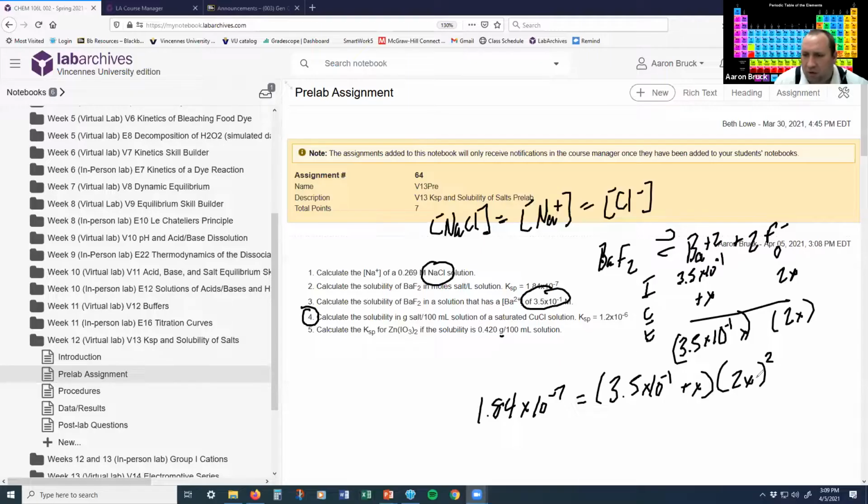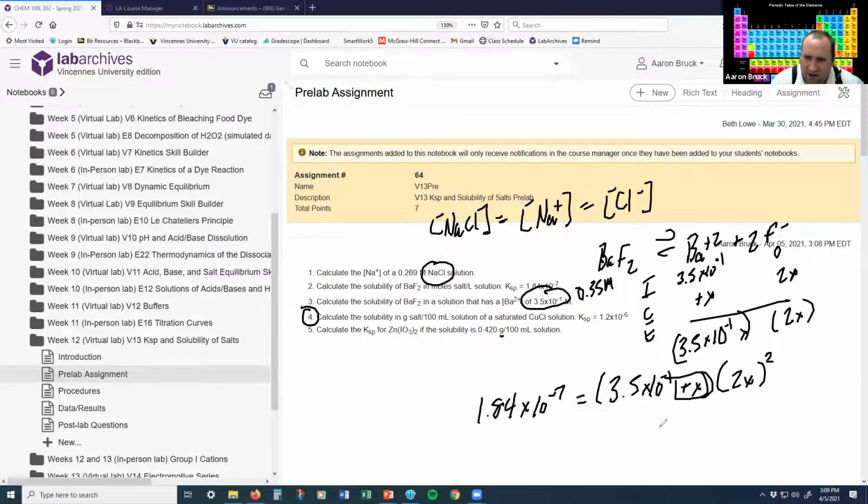Now, the thing that we have going for us here is that the concentration of barium that we are using is pretty big, 3.5 times 10 to the negative first. In other words, 0.35 molar. And relative to what we're going to get out of this on its own, this concentration is high enough that it's going to make enough of an impact that we can largely just ignore this positive x term.